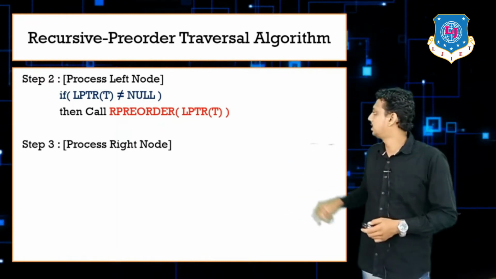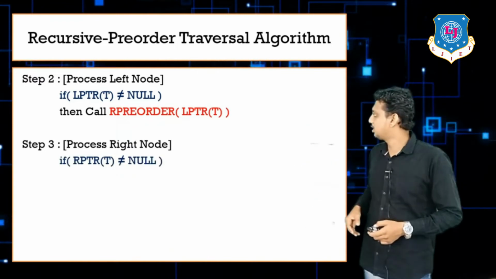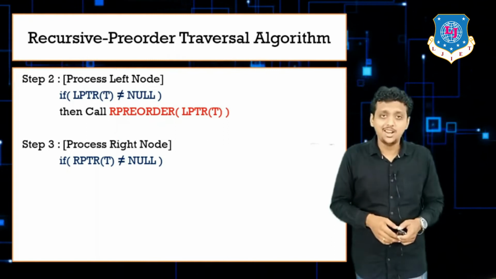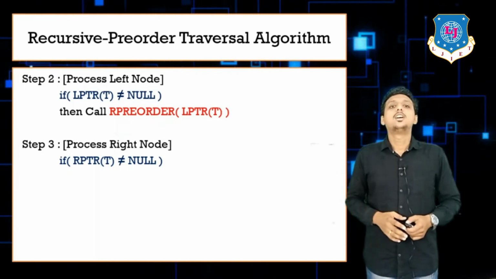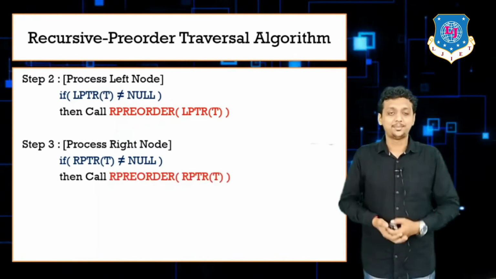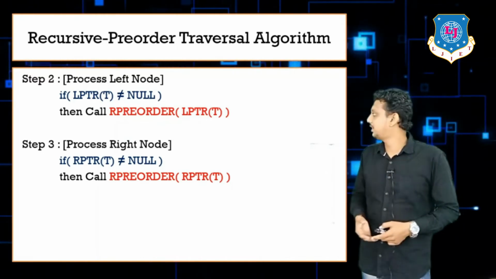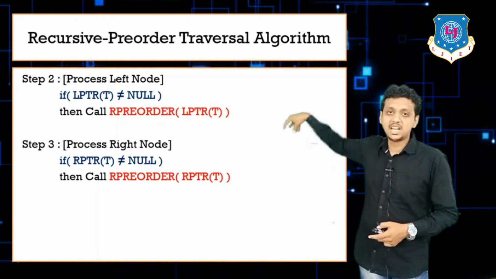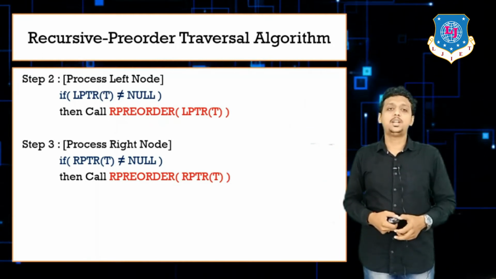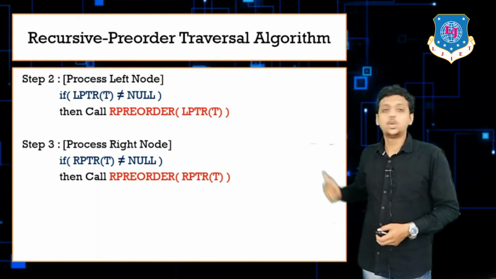So here it is, step number 3. It is known as process right node. Same as above, if RPTR of T is not equal to null, then just call R preorder of RPTR of T. So it is the same as the previous one, only the parameter we are passing into the function is different, that is R preorder of RPTR of T. So that's it. Only 3 steps are there in this algorithm.